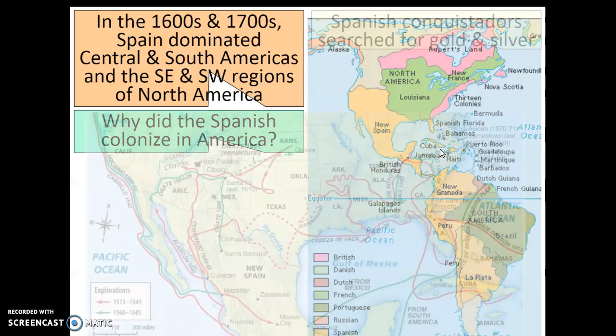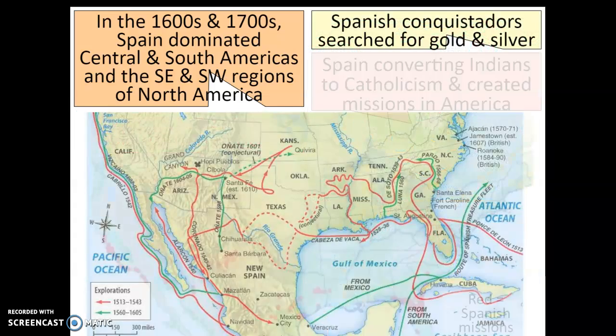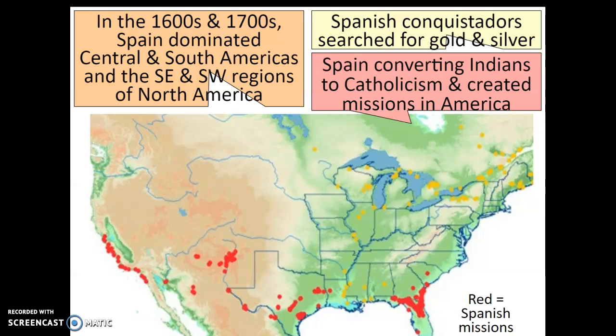Now, why are they coming over? Why are the Spanish colonizing so much? They're looking for two major things. Again, we talked about gold and silver, looking for trade, looking for economic benefits, and they're also looking to spread Catholicism. They're looking for missionaries to be able to come over, and they're looking to indoctrinate or teach the Native Americans how to be Catholic.